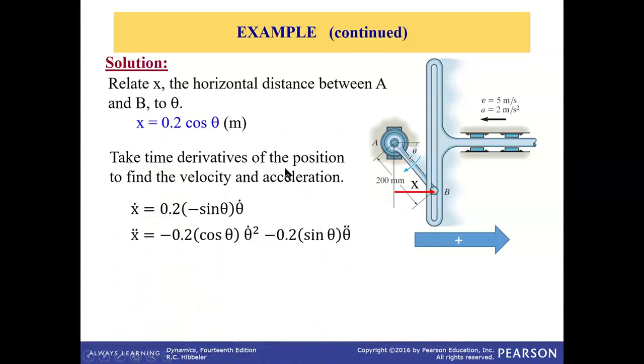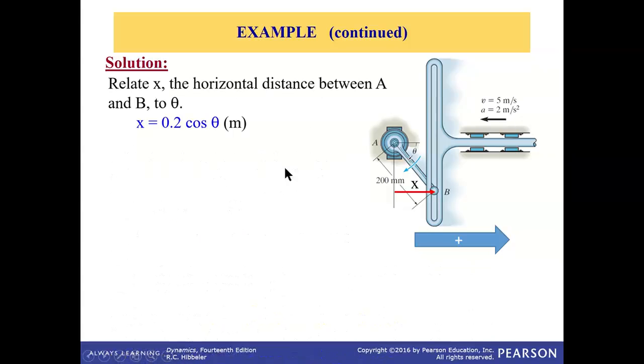So the first step: now we have defined x and theta, and we know the length of the link is 200 millimeters, which is 0.2 meters. Using this information, we can find the function for x in terms of theta, and that function is x equals 0.2 cosine theta, and the unit is meters. Once we have this function, it relates the position variable x with theta.